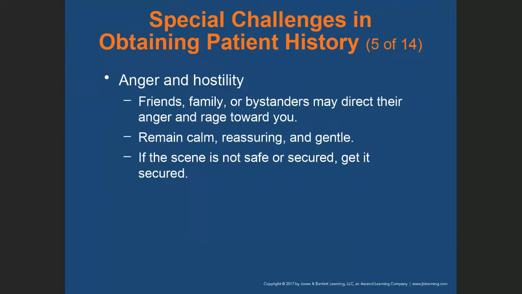Anger and hostility. Friends, family, or bystanders may direct their anger and rage towards you. Remain calm, reassuring, and gentle. If the scene is not safe or secured, get it safe or secured.